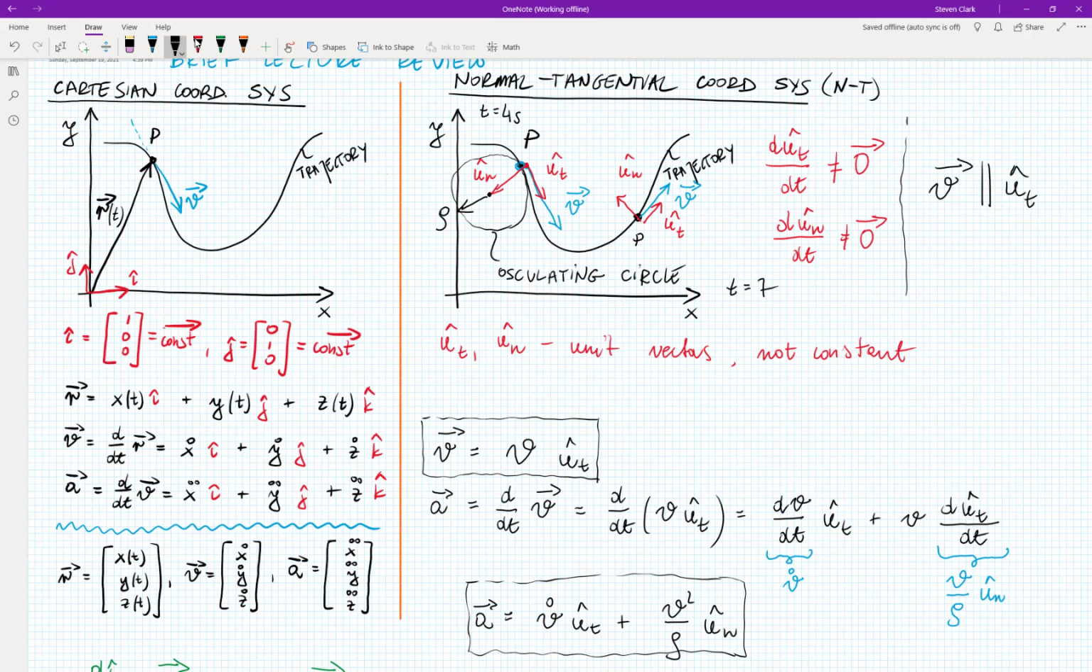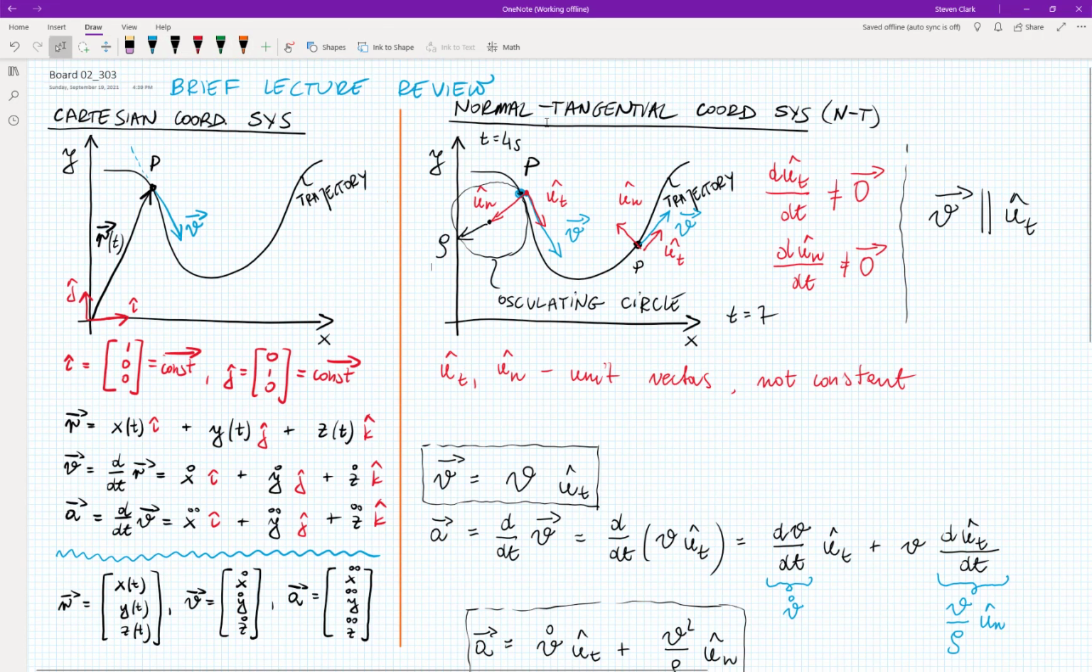And how about time instant 7? That turn is not that sharp, yeah? Our particle turns, but it's rather a smooth turn, yeah? So that osculating circle will be huge there, okay? It can be even something like that.